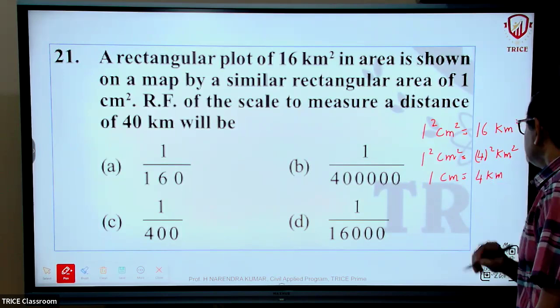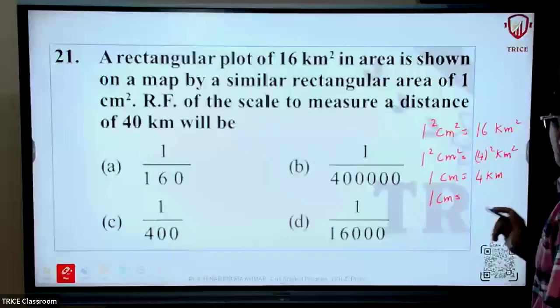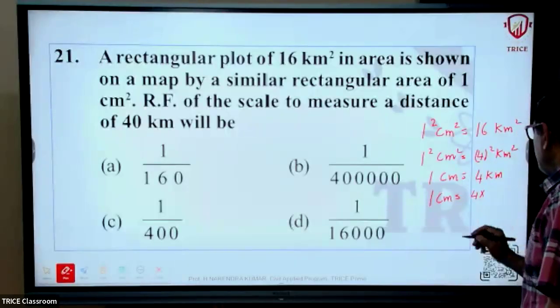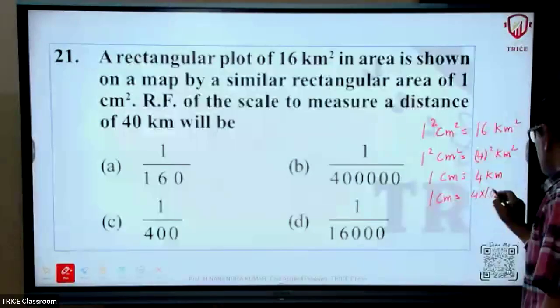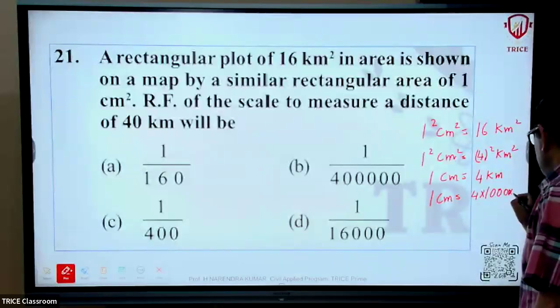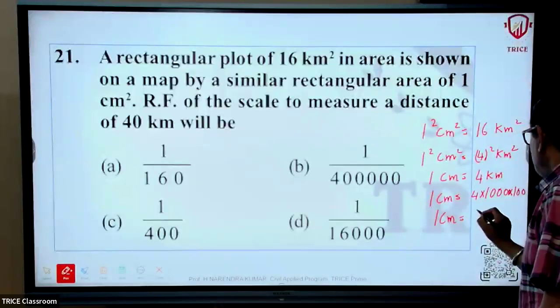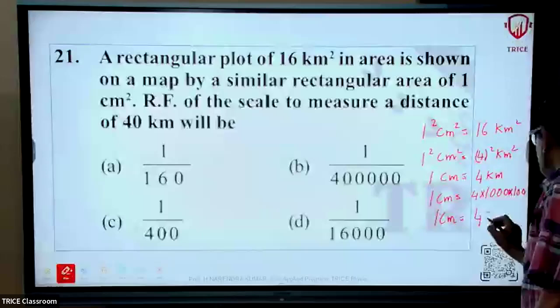So 1 centimeter, if I would like to convert this into RF, so kilometer is to be converted into centimeter. How? 4 multiplied by kilometer into meter, 1000 meter, meter into centimeter, 100. So how many zeros are there? Please count. It is 4, 1, 2, 3, 4, 5. 4 lakh. Is it the answer?